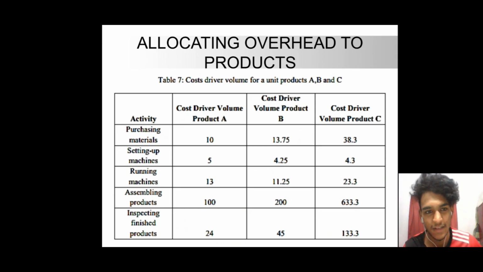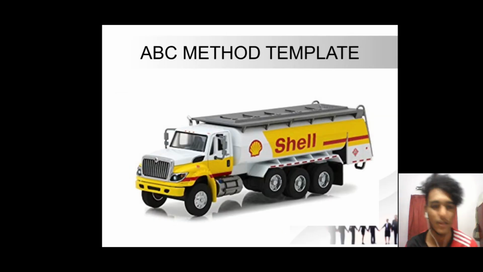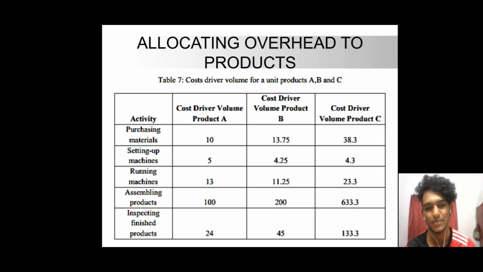The next slide is the table on how you find the allocated overhead by using the cost driver rate. The cost driver rate is 409, times 10, which you get 4090. The 409 is from the cost driver rate we calculated before using the activity and cost driver volume, and the value 10 is from the table on the previous slide. Multiply both, and you will get the purchasing material overhead cost of 4090.